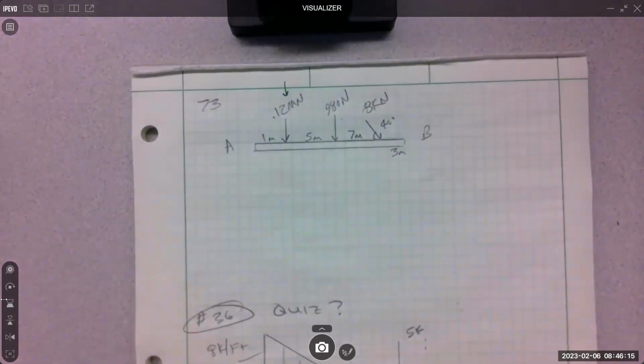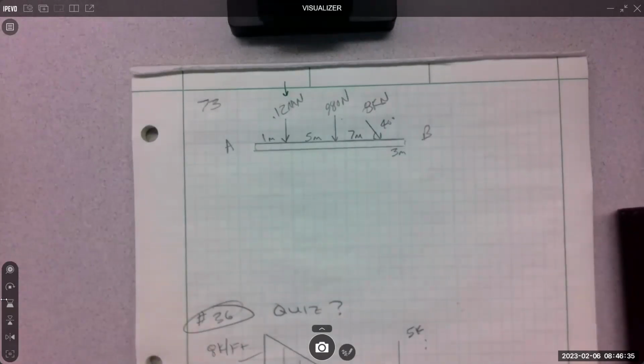Anyone know what mega means? 10 to the 6 is mega. It's like a million, and that's 6 zeros. So when you win that lottery, that's a lot of zeros. So mega means 10 to the 6 newtons.